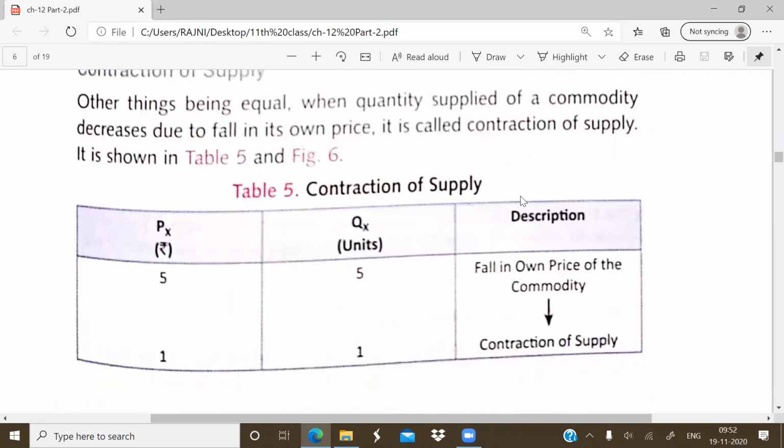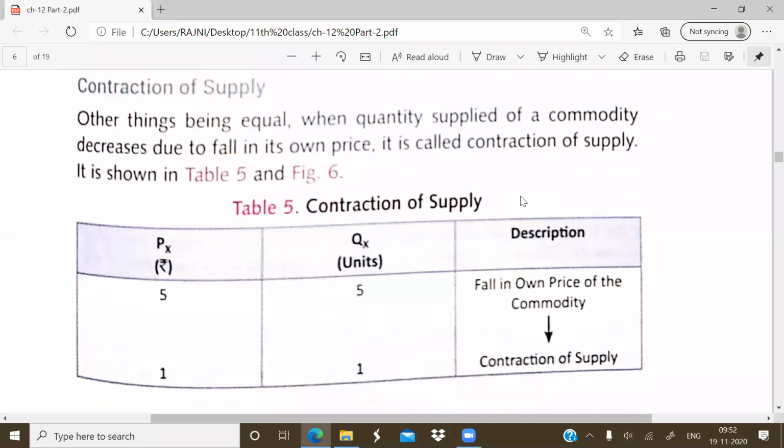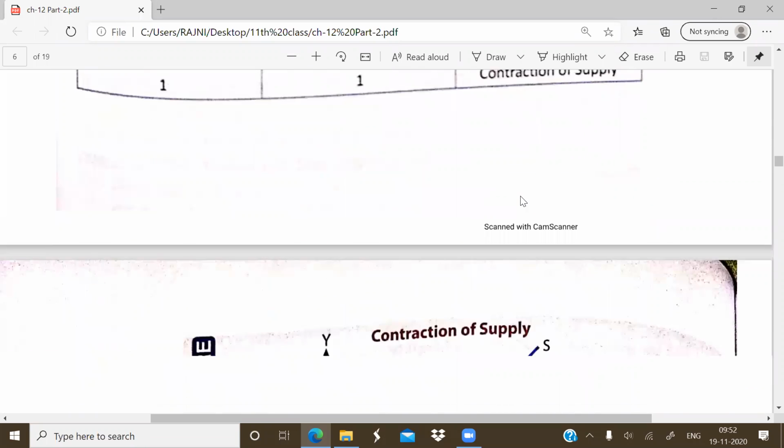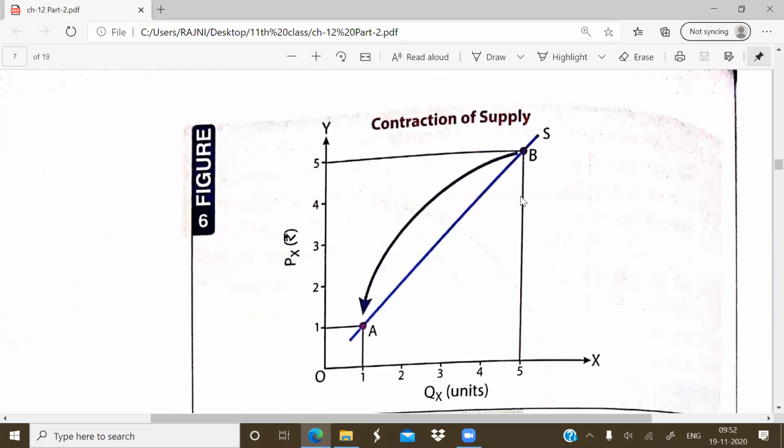On the opposite side, contraction of supply, other things being equal: the quantity supplied of your product is decreasing. Due to which reason? Due to the fall in the own price of the commodity. If the price was 5, quantity supplied was 5. If the price fell to 1, quantity supplied also became 1. What was the reason? Due to the decrease in the price of the commodity, the supply is also reduced.